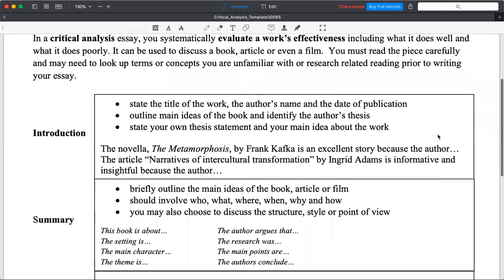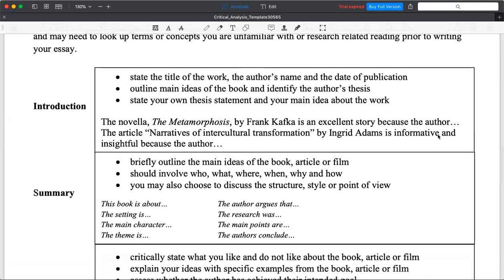In the introductory part of your analysis, whether it's an analytical essay, analytical email, or analytical presentation, whatever the case may be, you are supposed to have three specific bullet points. You need to state the title of the work. Could be an essay, could be a journal, could be a magazine, and so on. The author's name and the date of publication, to give credit to the author of your opinion and avoid academic misconduct, is absolutely important. Then you need to outline the main ideas of the book and identify the author's thesis.